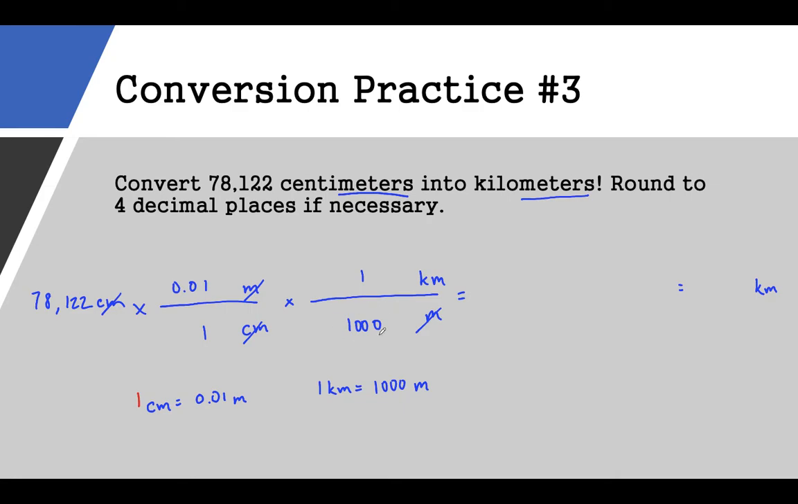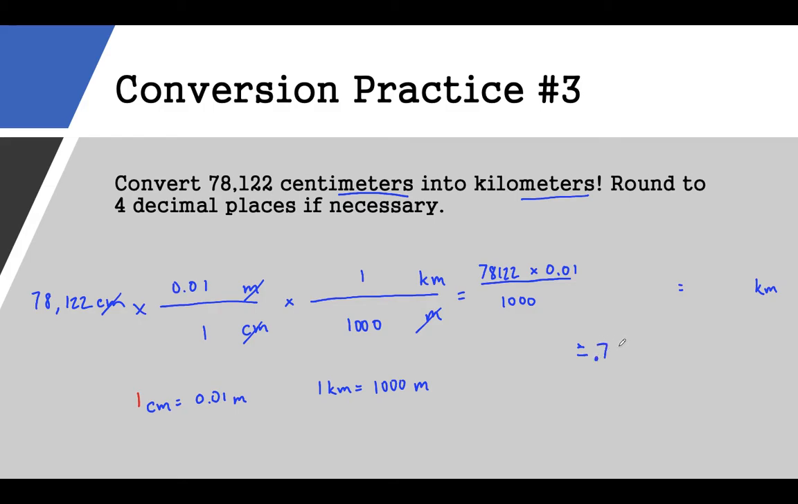I cancel out my units, and now they match, meaning I get to plug it into my calculator. However, this also is the first time that I have a value in the denominator, meaning I am going to take 78,122 times 0.01, and I am going to divide this number by 1,000. That is what I'm going to plug into my calculator. So let's do it together. 78,122 times 0.01. I get 781.22. I divide that number by 1,000.